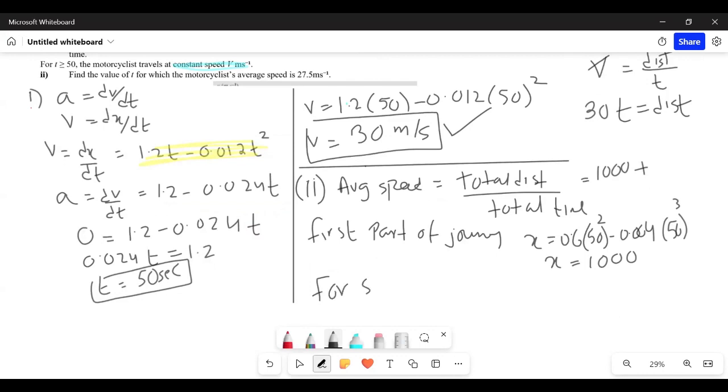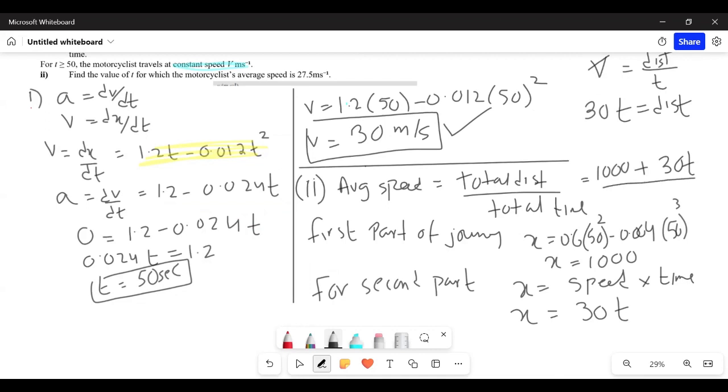For the second part, the distance is x equals speed into time. Speed is constant, which is 30, time is t, so we get 30t. So here I have written 30t.